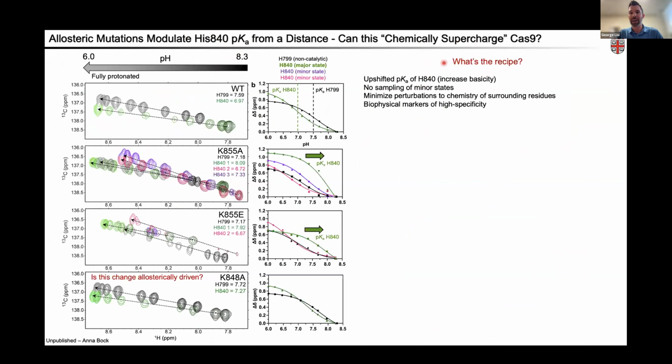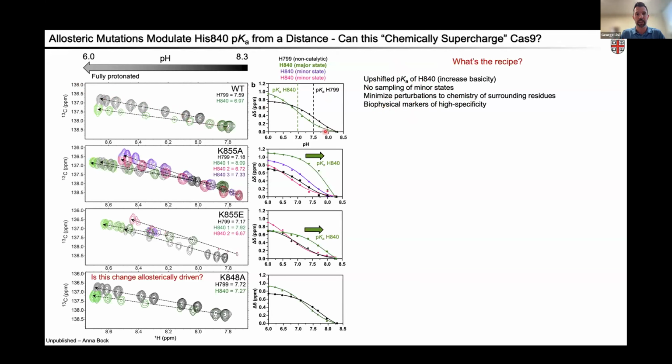So if we were to come up with a recipe for something that we were rationally designing allosterically, we would want to increase the basicity of the histidine. We don't want to sample minor states at the active site. We want to minimize perturbations to the chemistry of other residues, and we want to keep the biophysical markers of high specificity. Okay, so when we do this experiment for wild type, we can again see very clean trajectories.